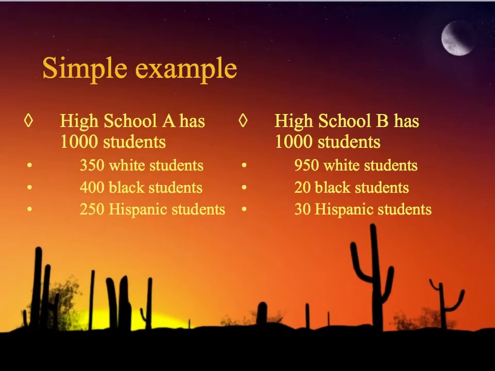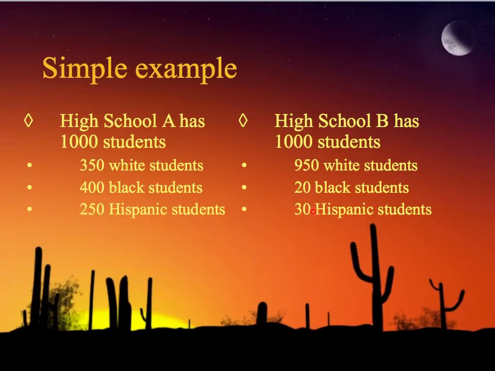Okay, I want to use a pretty simple example to explain the difference between richness and evenness. When we're talking about richness, let's look at this. High school A has 1,000 students. High school B also has 1,000 students, all right? They have the same amount of richness in population. There are 3 different populations that we're looking at: white students, black students, and Hispanic students. Notice both have all 3 types of students, or populations of students.